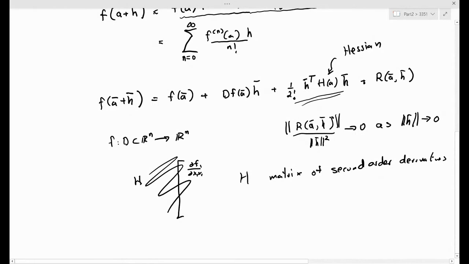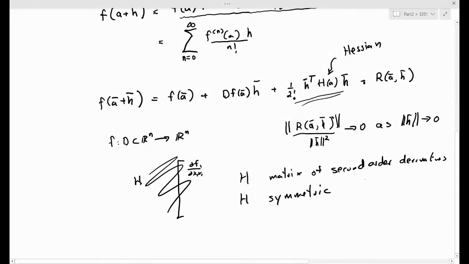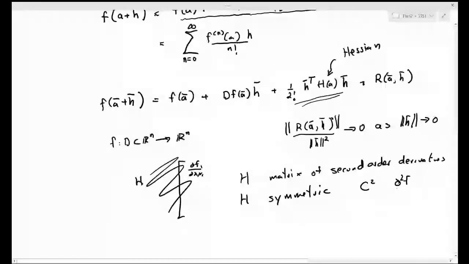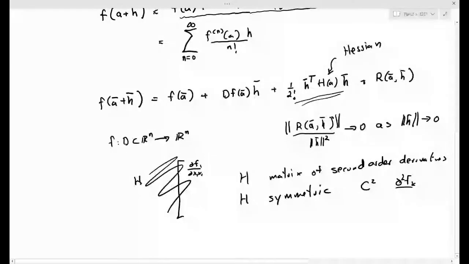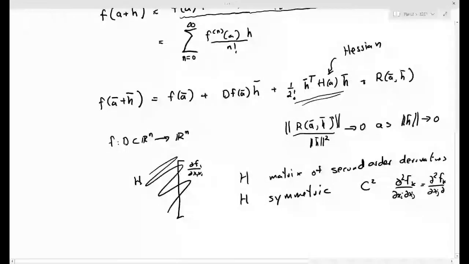Now, what would it take for this matrix to be symmetric? Well, the component functions of f have to be C2, so you could use Clairaut's theorem to show that mixed partials are equal. Right, so these have some kth component, and then you differentiate with respect to xi and xj. That should be the same. And in that case, your matrix is symmetric.